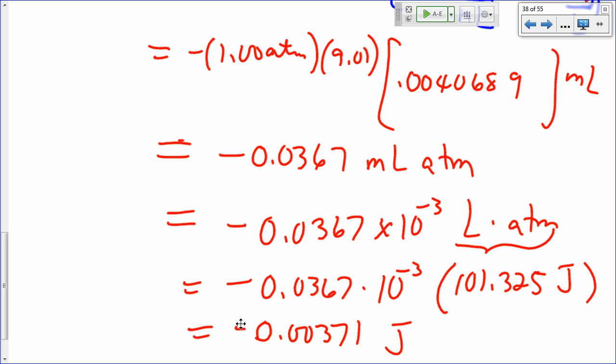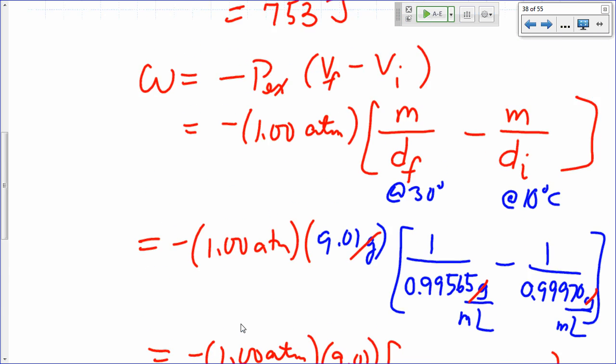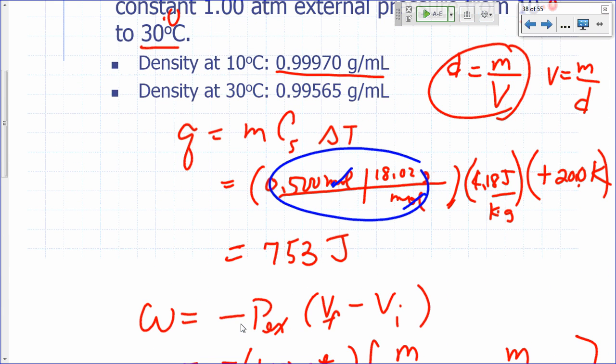That's a negative work. Why negative? That means the water, did it expand or contract? Negative work means expansion, right? So does that make sense? Did water expand from 10 to 30 degrees? Did it become more dense or less dense?